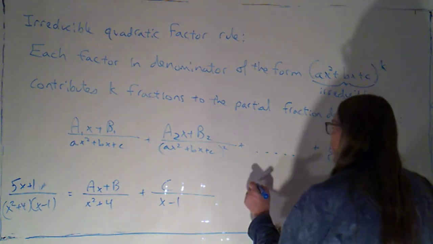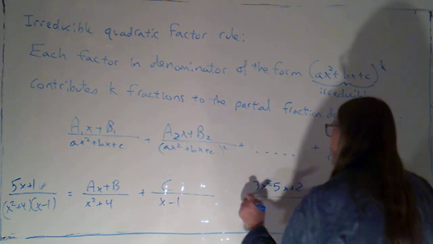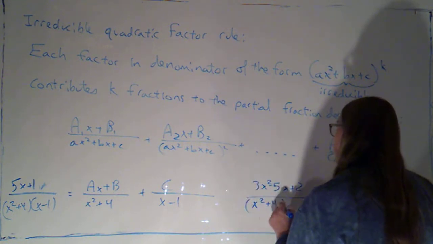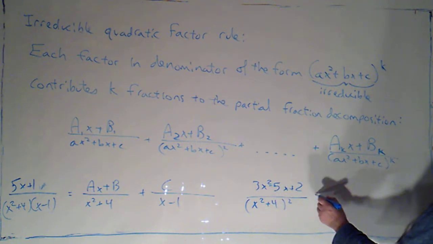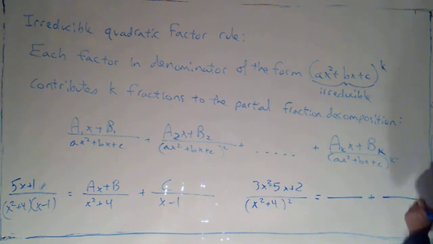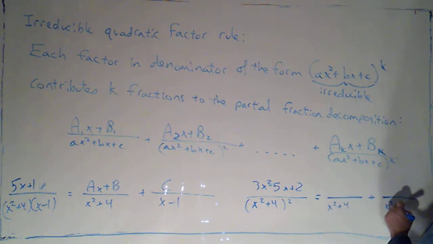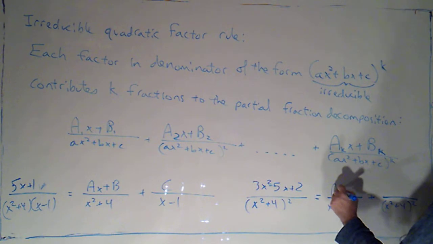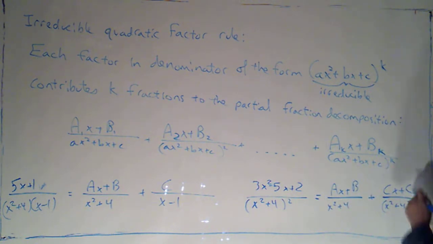If I had something like 3x squared minus 5x plus 2 over x squared plus 4 squared, now that's a repeated irreducible quadratic. So that's two factors. So again, I'm going to have two fractions, x squared plus 4 and x squared plus 4 squared. If it's an irreducible quadratic to a power of 1, the top is just linear. So it'll be ax plus b, cx plus d.